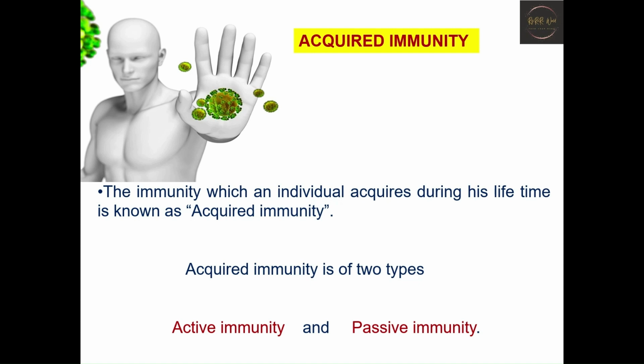It is an immunity which an individual acquires during his lifetime. Acquired immunity is different from innate immunity. It is achieved from a vaccine, exposure to an infection or a disease, or also from another person's antibodies. This type of immunity is further divided into two types, active immunity and passive immunity. Now we will discuss in detail these two types of immunity.